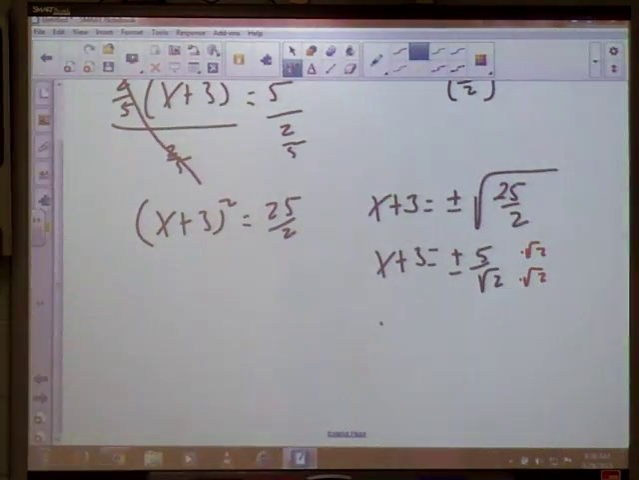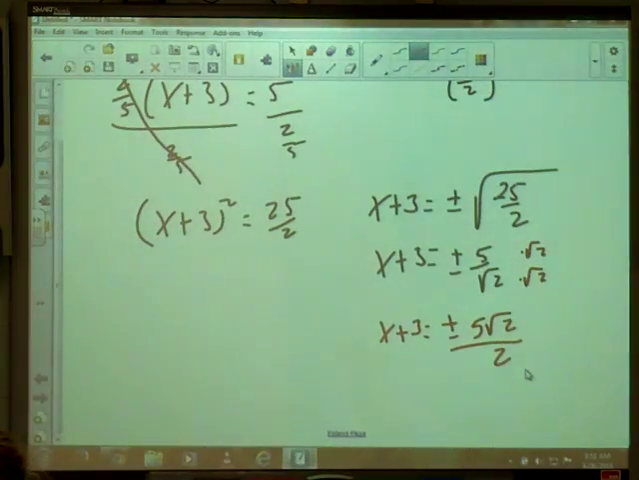So I'm now going to have x plus 3 equals plus or minus on the top. What's 5 times the square root of 2? It's just 5 square root of 2. On the bottom, what's the square root of 2 times the square root of 2? It's the square root of 4, which is 2. That will happen every time. Anytime you multiply a square root by itself, it just cancels the symbol out. Square root of 3 times the square root of 3 would be the square root of 9, which is 3.